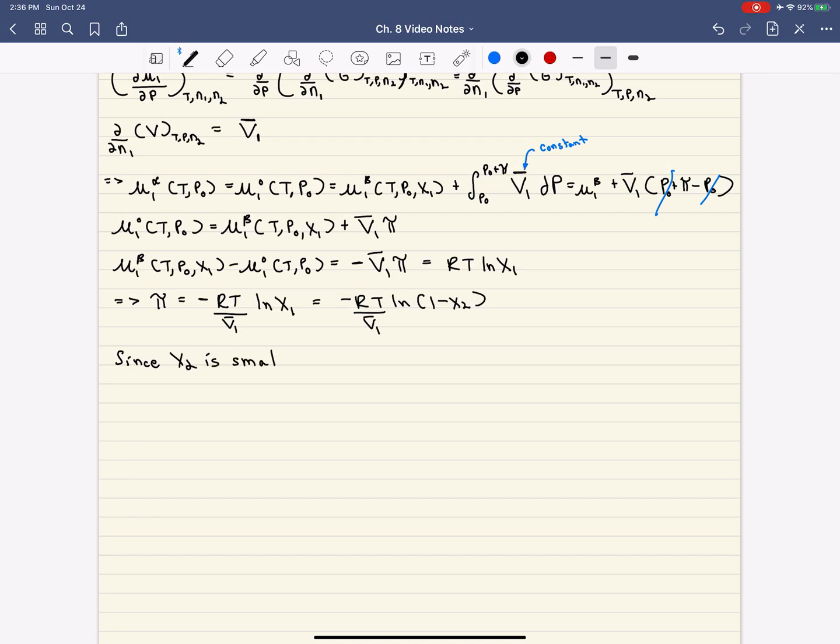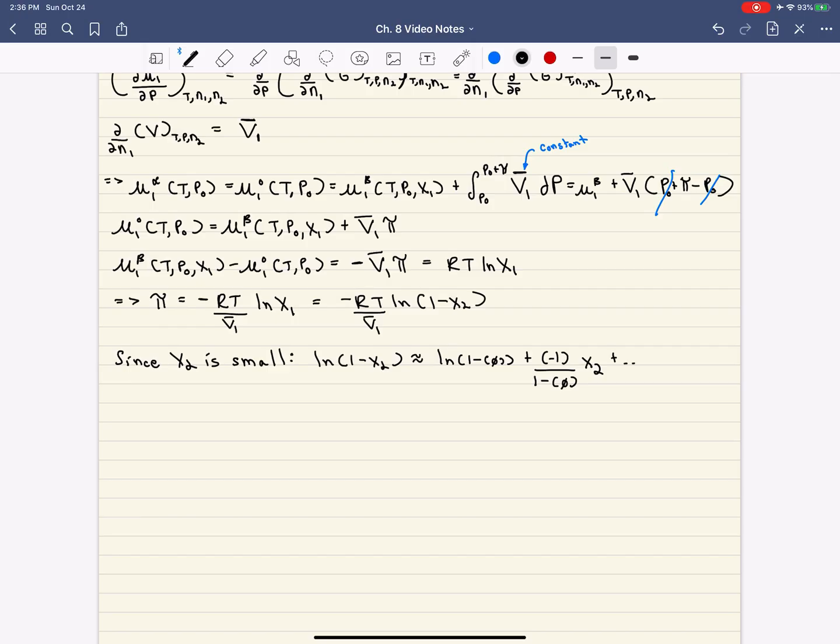And so since x2 is small, what we could do is for our ln of 1 minus x2 term, we could apply a Taylor series expansion. And so we could rewrite ln of 1 minus x2 as ln of 1 minus x2 equal to 0, and then plus, we then take the derivative of this and then evaluate it at 0. And so the derivative of ln of 1 minus x2 is going to be negative 1 divided by 1 minus x2, where for x2 we plug in 0. And then we multiply this term by x2.